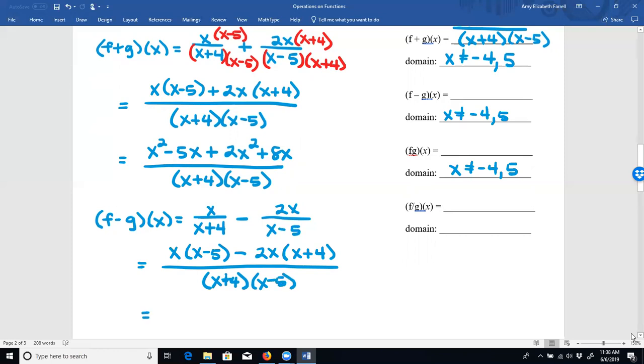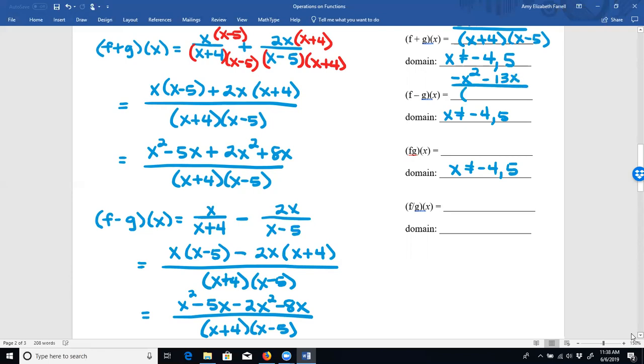All right, so I'm going to distribute again. I'm going to get x squared minus 5x minus 2x squared minus 8x all over my common denominator. Combine my like terms. Sorry, I'm all the way up here. So it looks like this time I have negative x squared minus 13x over x plus 4, x minus 5. And we've already got the domain filled in.